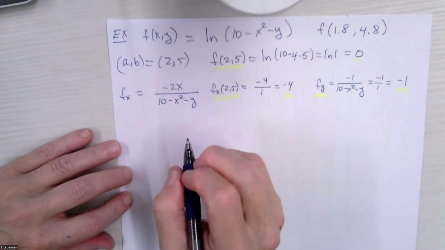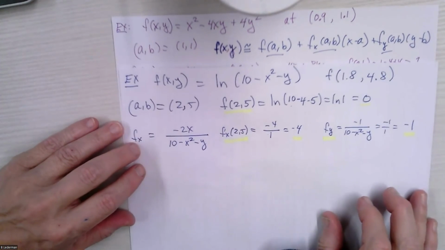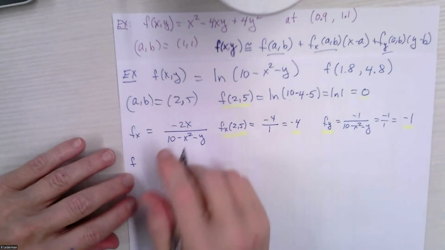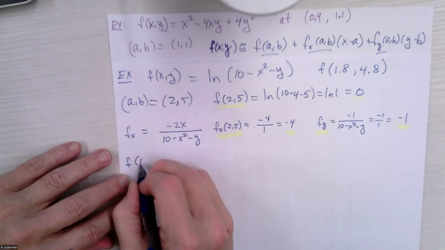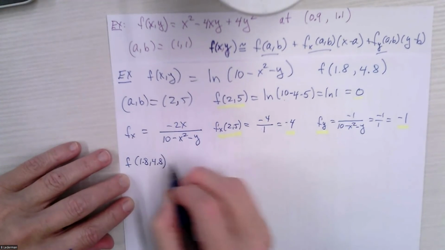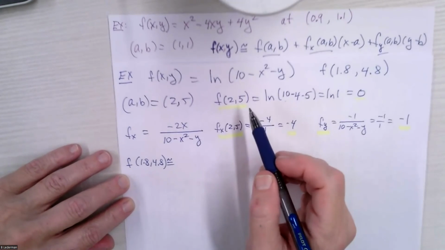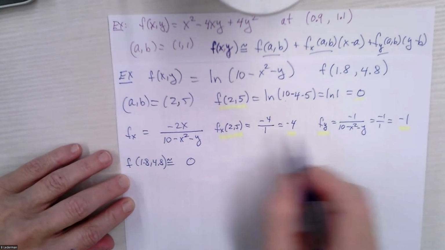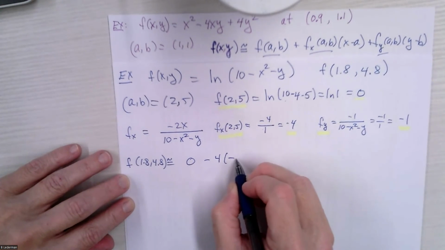So we're using our formula now. This is the formula right here, in case you've forgotten it. So f of (1.8, 4.8) approximately equals f of (a, b), which we got was 0, plus f_x, which is minus 4, times negative 0.2.